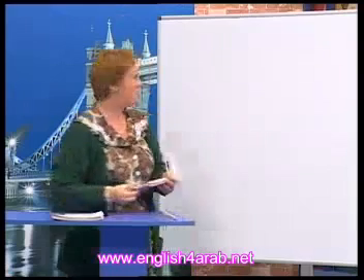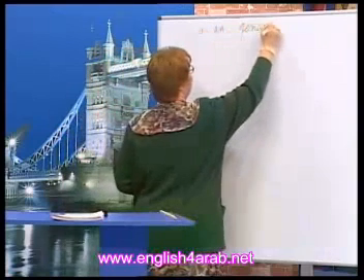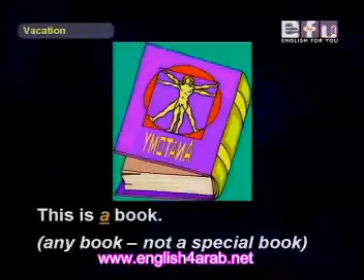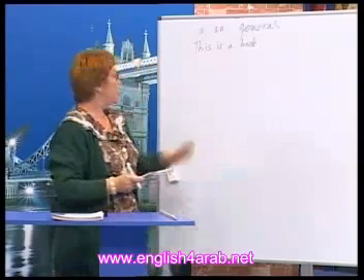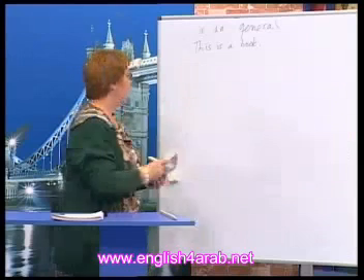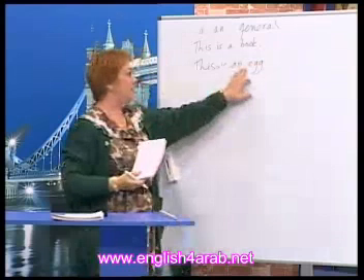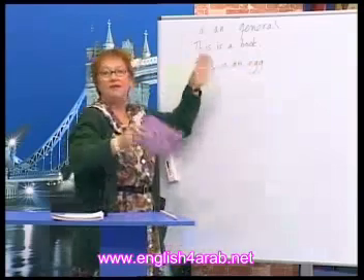Okay, now, we use a or an when something is general. We're speaking in general. So we can say, this is a book. General. So this is a book. It's any book. It's not a special book. Here's one. This is an egg. And we had to use n because of the E. This is an egg. General. It's not a special egg. It's general.